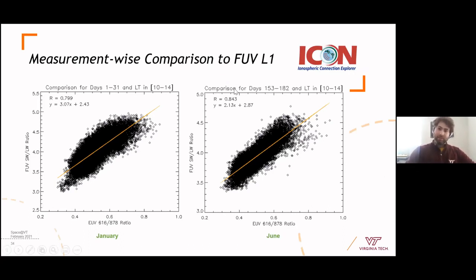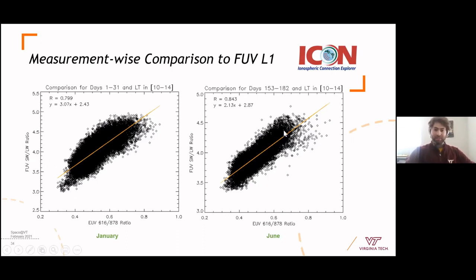And we couldn't compare it to the O to N2 reported by ICON itself because of some issues with geometry, but we were able to go into the FUV level 1 data and do something that we think is similar. So on the x-axis, we have scattered the EUV ratio that we've kind of invented, and then we have the FUV ratio that is inverted through some process to get O to N2. The ratio itself might not be a part of it, but the two components are.